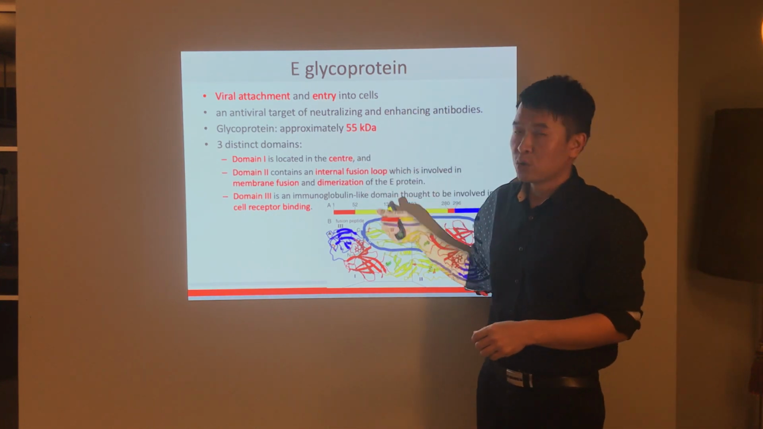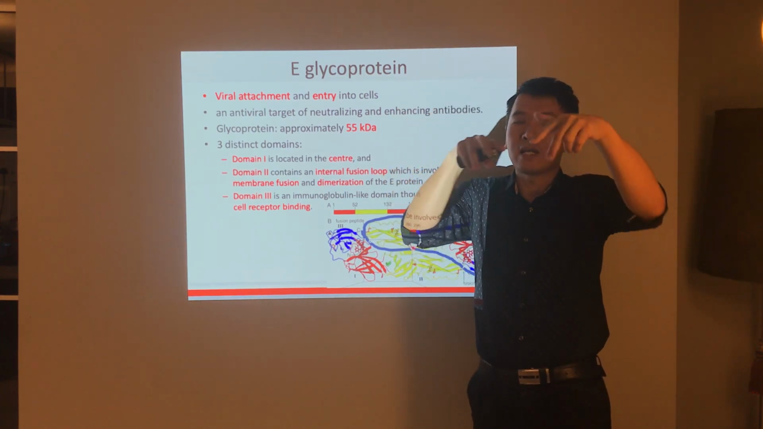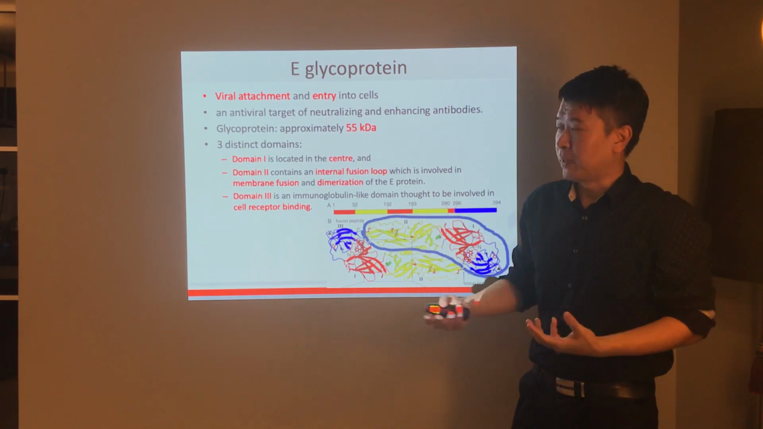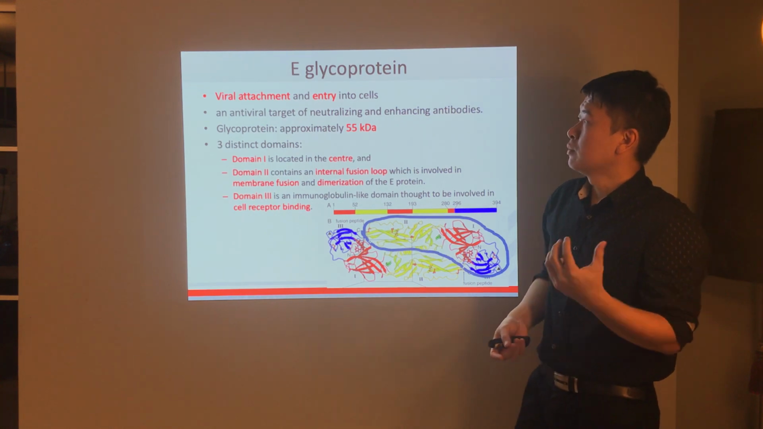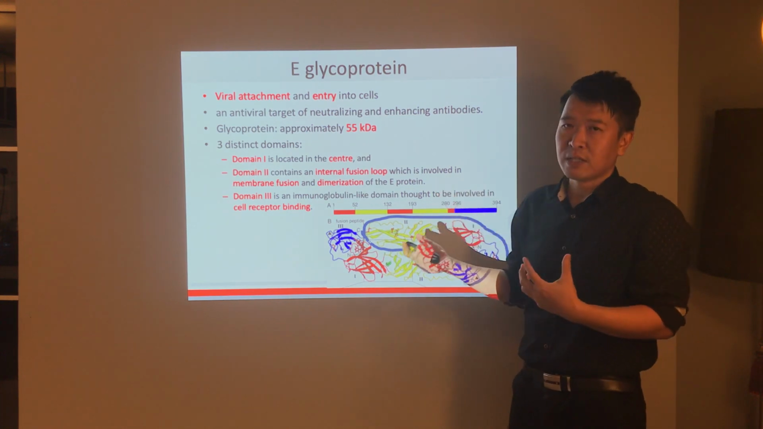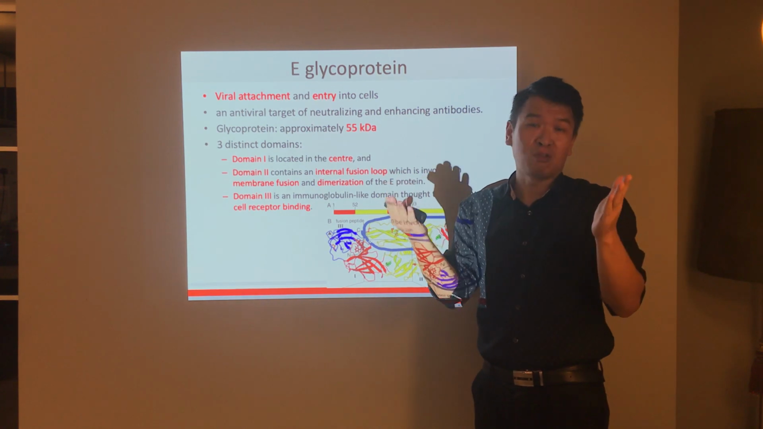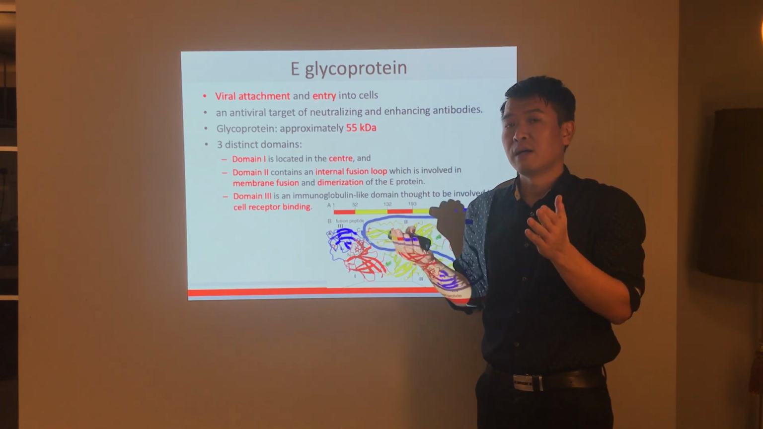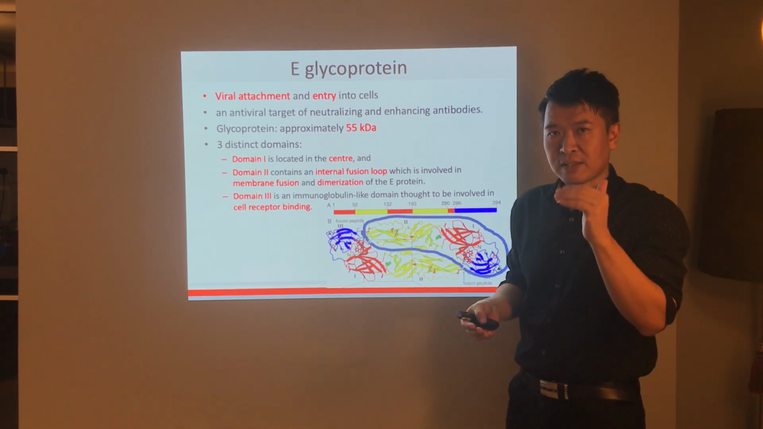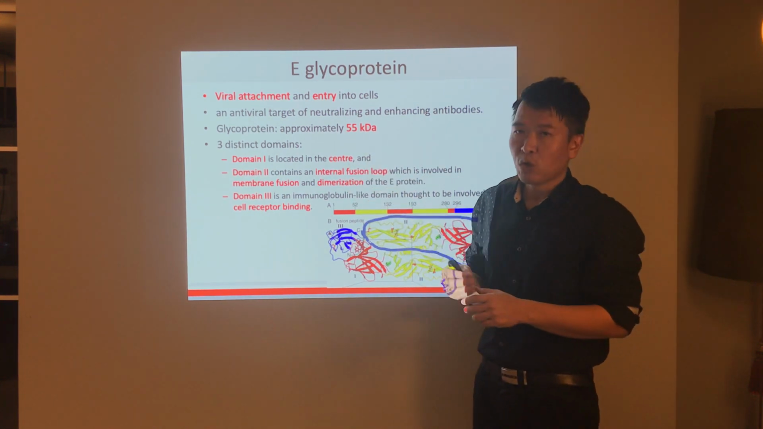Why is it so important also? Because it is on the surface, and it is also the site where the antibody targets and binds to it and prevents the virus from entering the host cell and replicating. Right, so the size of this glycoprotein is approximately 55 kilodalton. Now, kilodalton is a unit that we normally use when you run a gel electrophoresis. We call it SDS-PAGE, polyacrylamide gel electrophoresis, where you can identify the size of the protein. So there are three distinct domains, like I mentioned earlier.